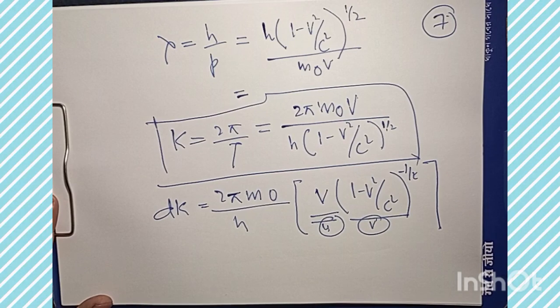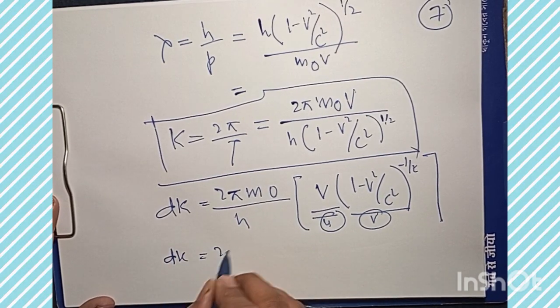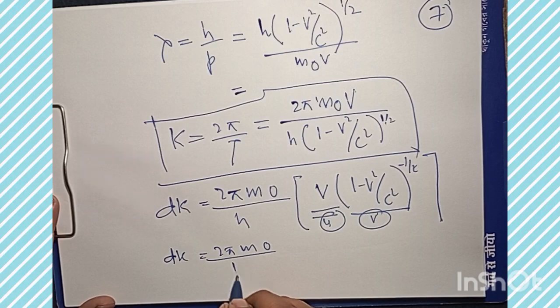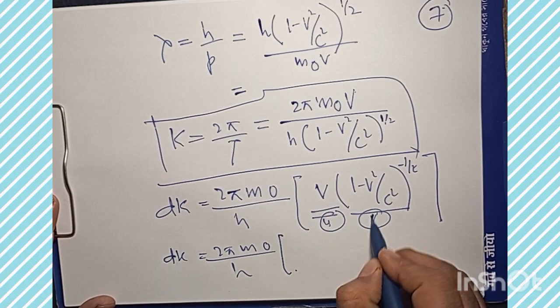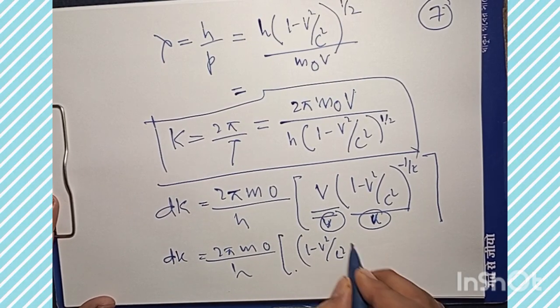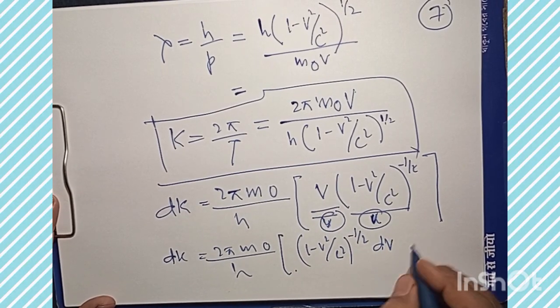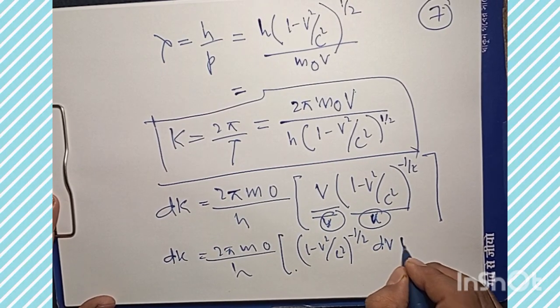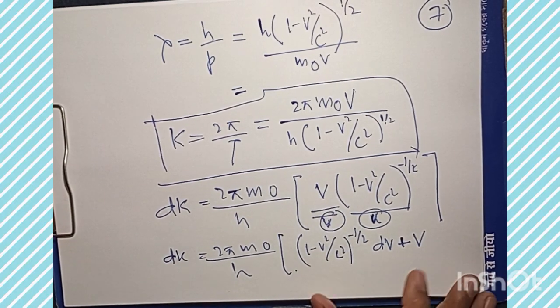So we would like to differentiate this, and what's going to happen here is that dk will be 2 pi m naught by h times, right? Suppose I take this as u and this as v, so this will be 1 minus v square by c square whole to the power minus 1 by 2, and dv simply plus, now this v will remain as it is. I think we should go for the next page.